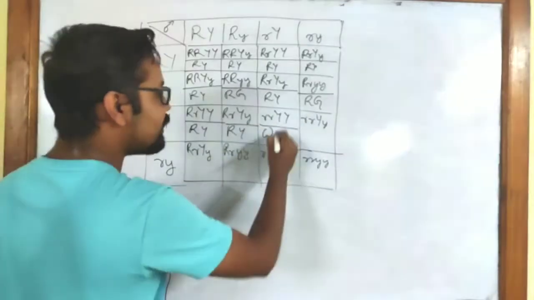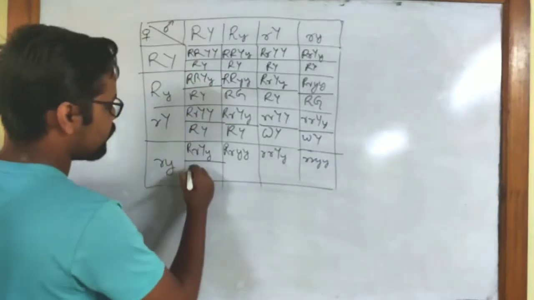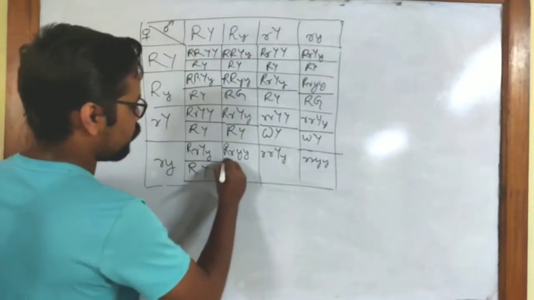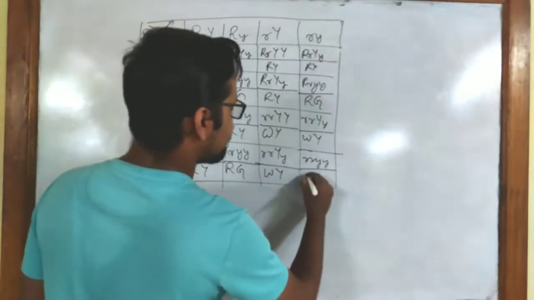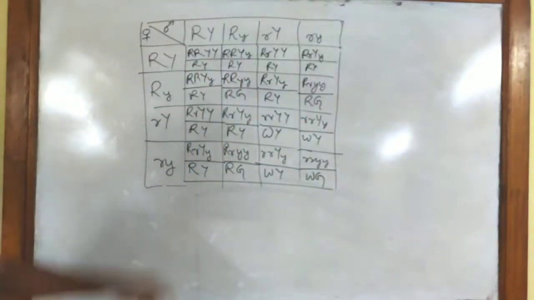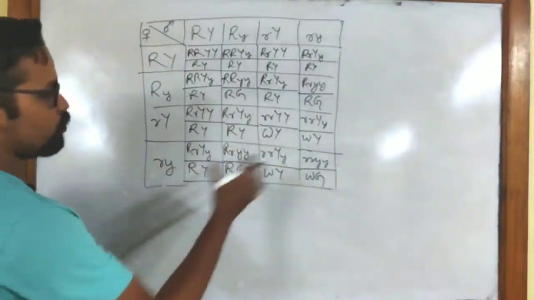Smaller means wrinkled and yellow. Again, wrinkled and yellow. Here round and yellow. Here round and green. This is wrinkled and yellow, and this is wrinkled green. So these are all the phenotypes, meaning what we can see as the outcome.